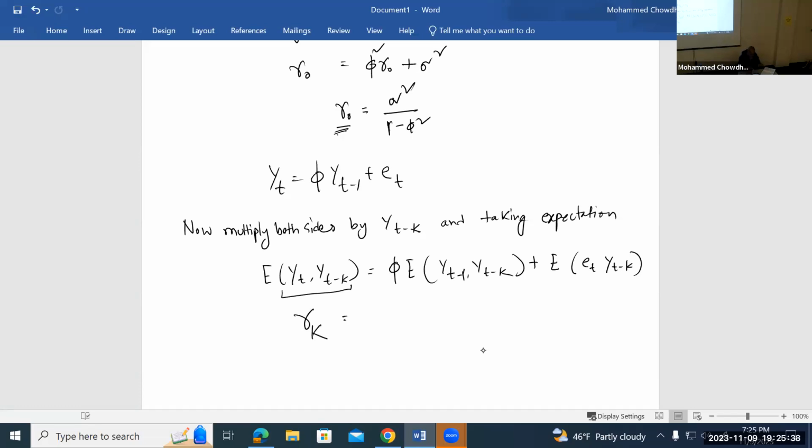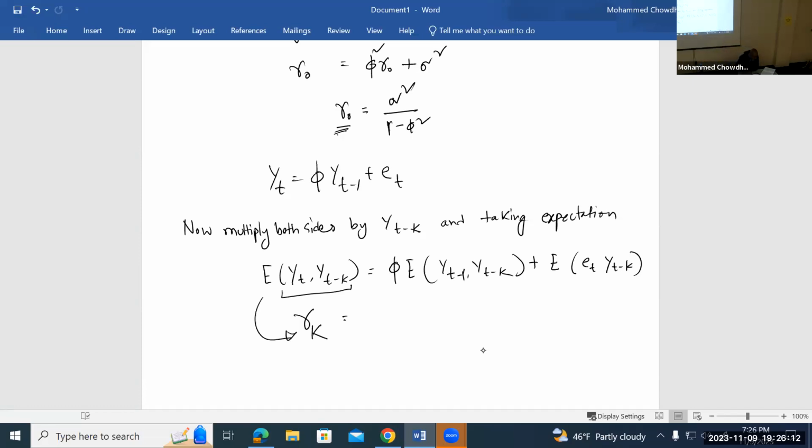I derived these things in my handout, but today I did not derive it. If you read my handout, you will see how this quantity equals that. The rationale is that if these two series are stationary, then their joint expected value depends on the difference of the time. So it should be that, and there is a derivation in the handout.